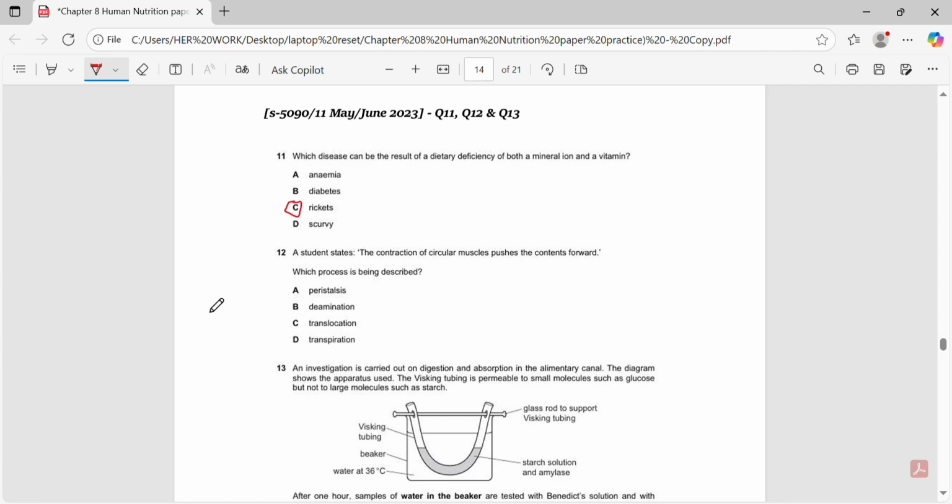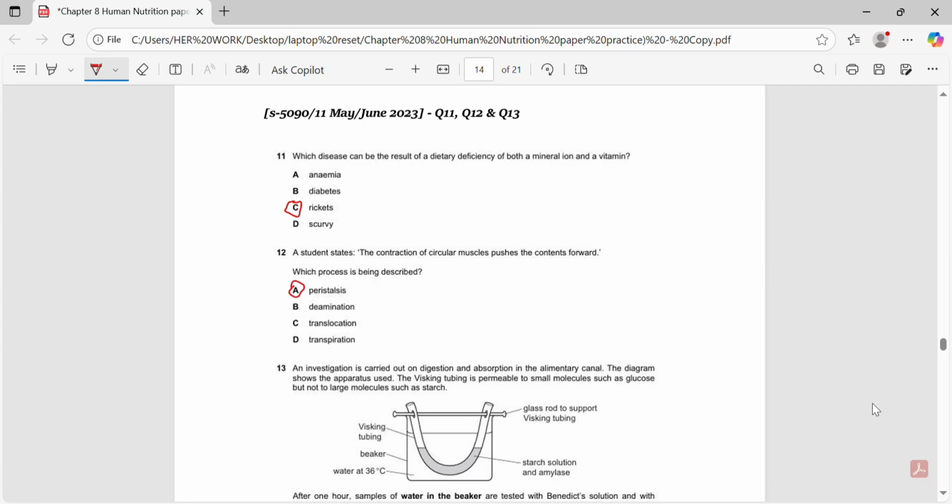Rickets. On to the next question, another MCQ. A student states, the contraction of circular muscles pushes the contents forward. Which process is being described? This statement describes the muscular movement of the gut wall that pushes food along the digestive tract. That process is peristalsis, not to be confused with transpiration or egestion. And the answer for this is A.